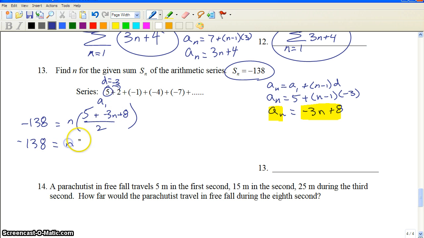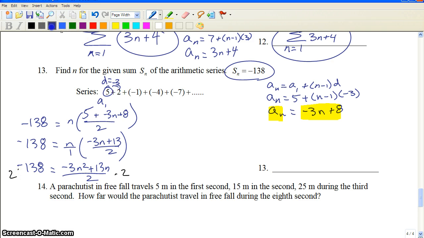So let's simplify the numerator before we get messing with the fraction. So then let's do 8 plus 5 is going to be 13, so negative 3n plus 13 over 2. Now what I'm going to do is distribute that n into the numerator, because that looks like it'll help us out. Alright, now let's get rid of the fractions by multiplying both sides by 2. So we then get negative 3n squared plus 13n equals negative 276. Very good. And now this is a quadratic that we can solve.